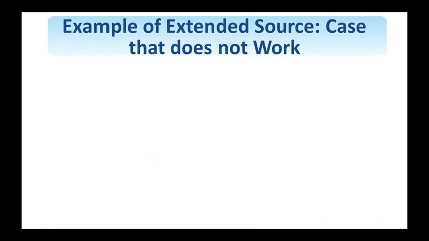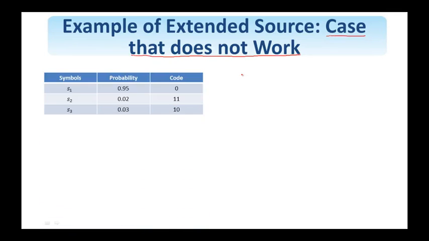Here's a second example of an extended source. Of course, I'm giving the story away with the title. This is a case that is not going to work very well. So again, here is the source we'll work with. It emits 3 symbols. Here are the probabilities, and here's the Huffman code that we designed based on these statistics.